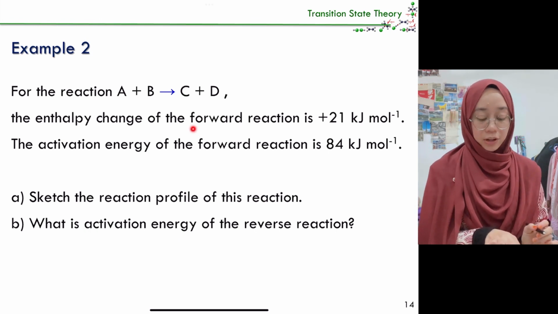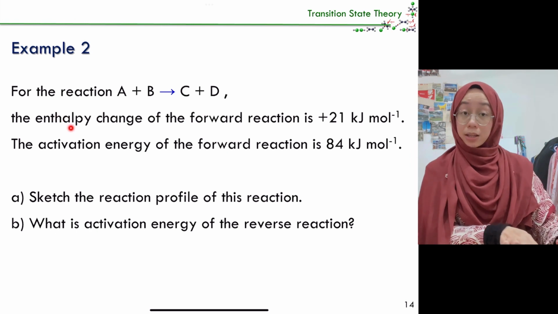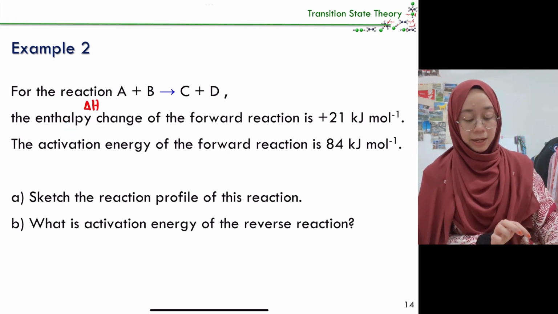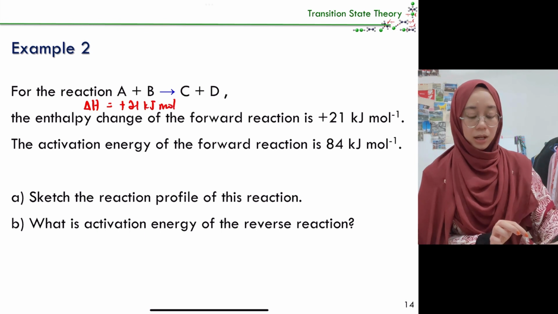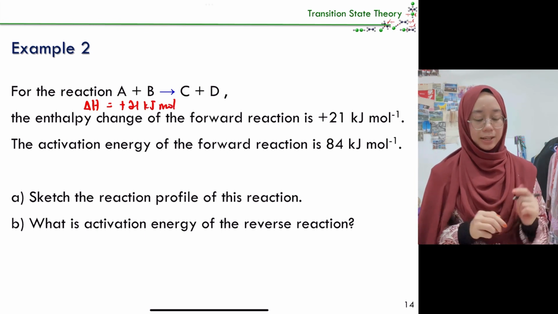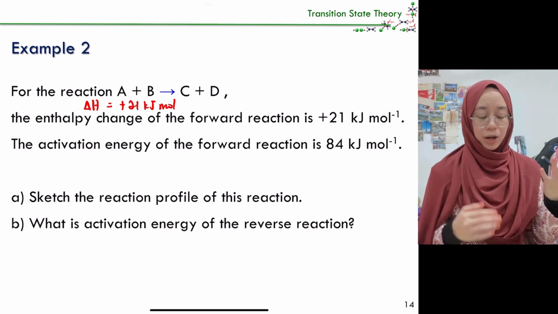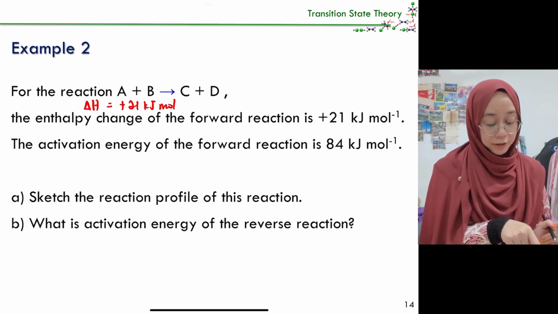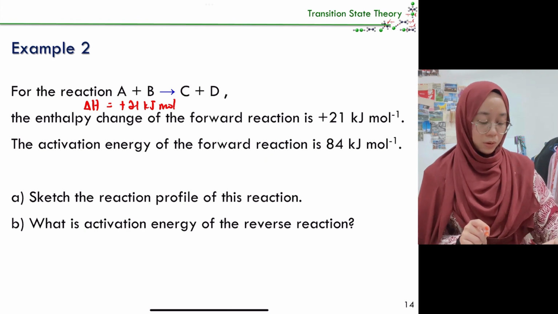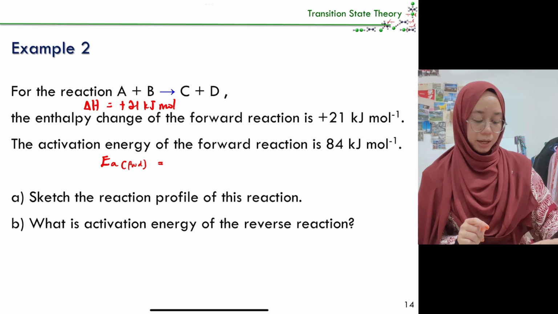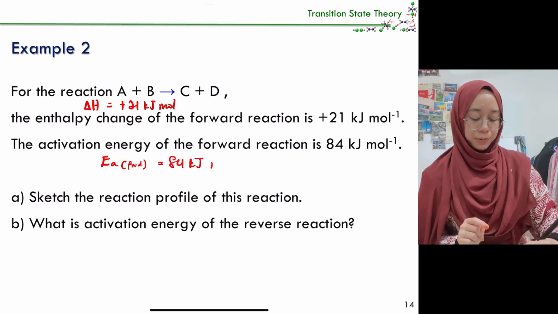Okay, so this is for the forward reaction enthalpy change. Enthalpy change meaning that is the delta H equals to positive 21 kilojoule per mole. So this is the forward reaction. Okay, bermaksud daripada A plus B producing C plus D. Okay, and then dia bagi juga activation energy forward reaction. So EA forward reaction is 84 kilojoule per mole.